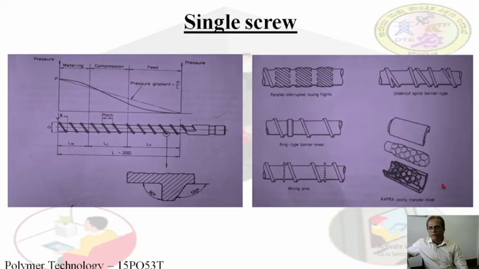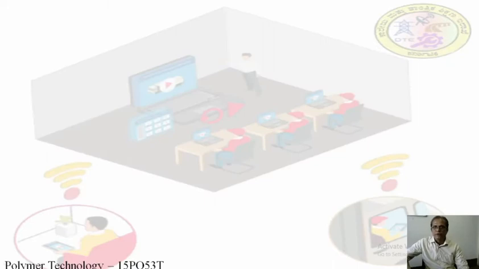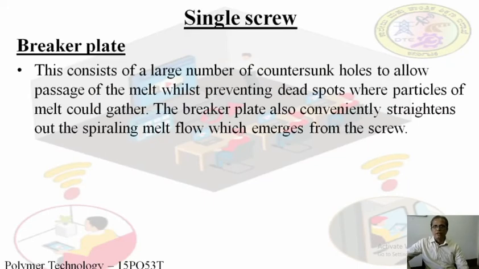Now the different types of screws we make use of: the spiral cut barrier type of screw, the parallel cut mixed type of screw, the ring type barrier screw, and the mixing screw. Design wise they differ from one to another. So in general you can say there are different types of screws available for handling different types of material.